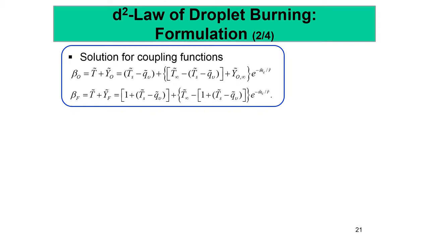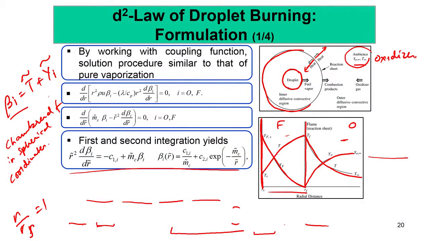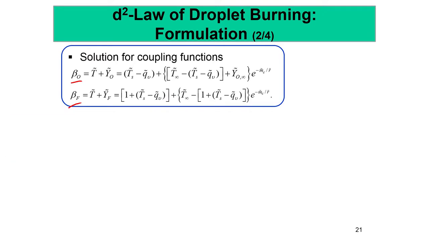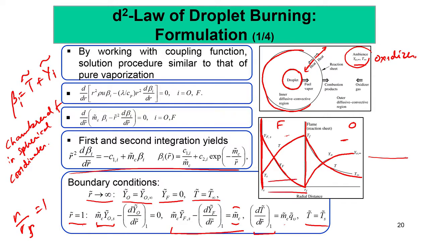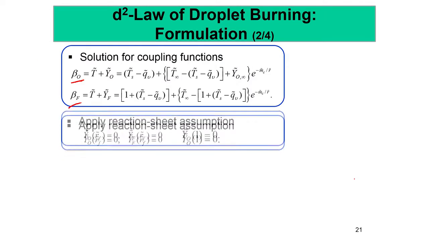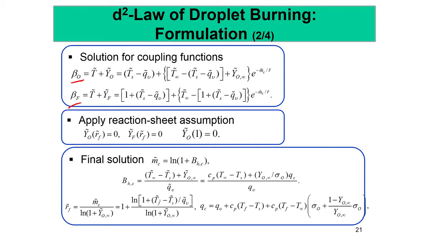Now we can solve for these coupling functions, beta O and beta F, because beta I, as we discussed, is nothing but T tilde plus Yi tilde. Beta I can be for fuel, it can be for oxidizer. So we solve for beta oxidizer, we solve for beta fuel, and then we apply the reaction sheet assumption: on the left hand side, at a smaller radius, there is no oxidizer, there is no fuel. As soon as you do that, we get the final solution, again in exactly similar form. So these are the final solutions.